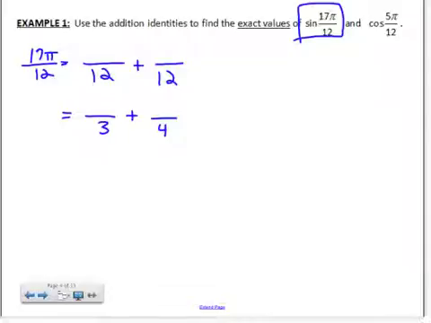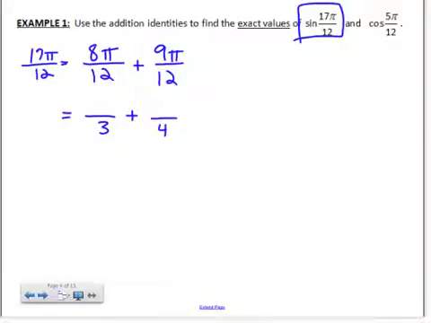Okay, so let's think about this. 17 pi can be broken down into 9 and 8, and 9 is divisible by 3. So if I have a 9 over 12, that's going to become 3/4, and 8 over 12 is going to become 2/3. So I'm going to make this one 8 pi and make this 9 pi. Notice? Now, how do I know which one to do?